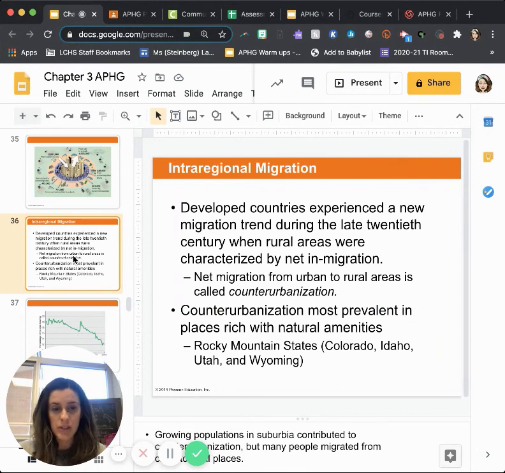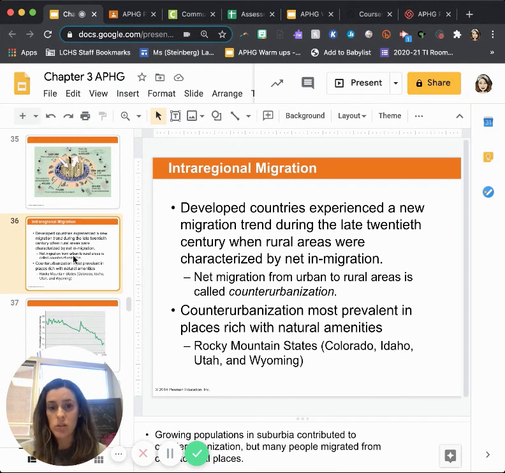Another interesting thing that developed countries experience is what we call counter-urbanization. This is a new migration trend during the late 20th century when rural areas were characterized by net in-migration. What that means is that your rural areas were actually experiencing more migrants moving into those areas than your cities or your suburbs. So your net migration from urban to rural areas is called counter-urbanization.